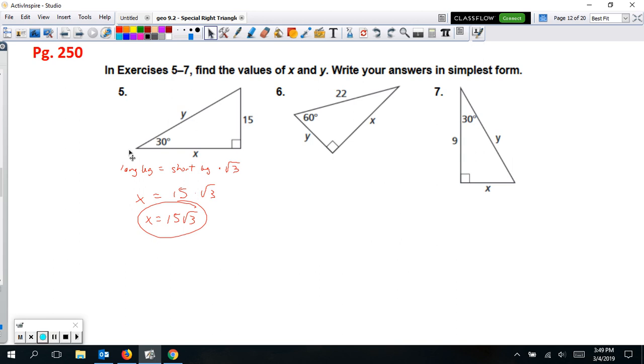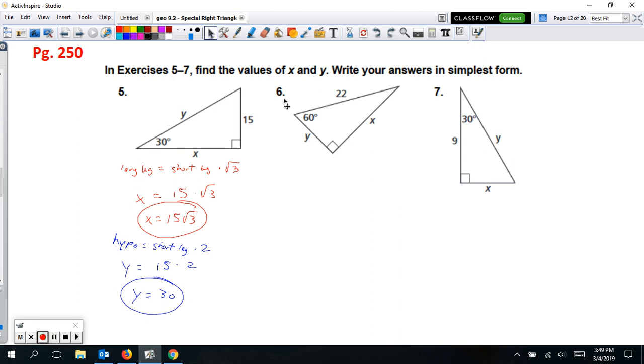And then to find y, that's the hypotenuse. We want to write the little equation that has the hypotenuse in it. Hypotenuse is equal to short leg times 2. So we know the short leg is 15. 15 times 2 is 30. So the hypotenuse would have to be 30 then for that one. So very simple on this one. So if they tell us the short leg, then it's pretty easy to figure out the hypotenuse. Just times that by 2. And it's easy to find the longer leg. Just times this 15 by the square root of 3.